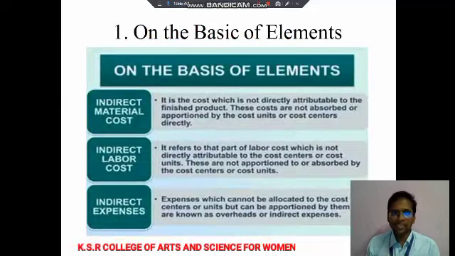On the basis of elements we have three points. One is indirect material: the cost which is not directly attributable to the finished product is called indirect material cost. Then indirect labor cost refers to the part of labor cost which is not directly attributable to the cost centers or cost unit. Then indirect expenses, which cannot be allotted to the cost center or unit but can be apportioned by them, are known as overheads or indirect expenses.